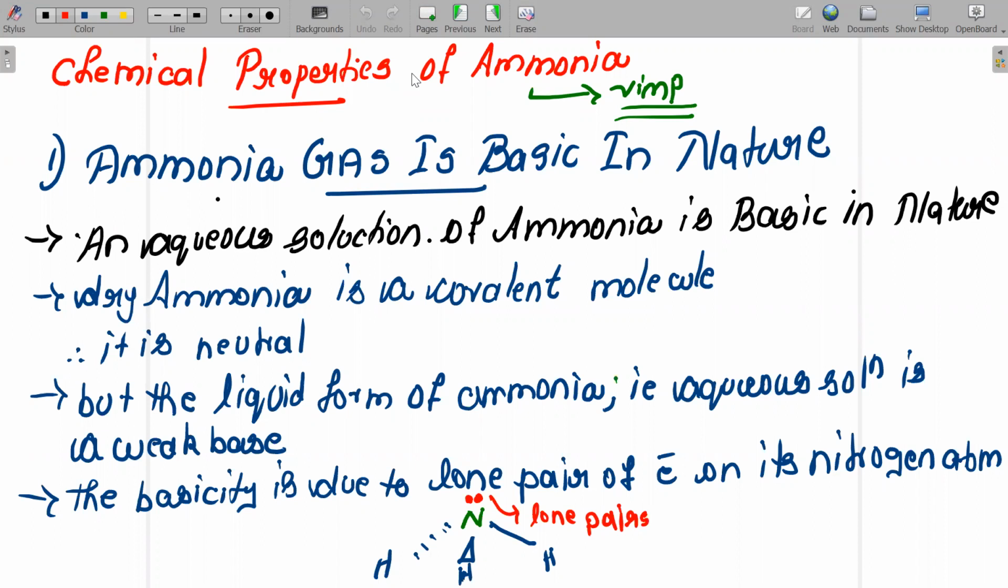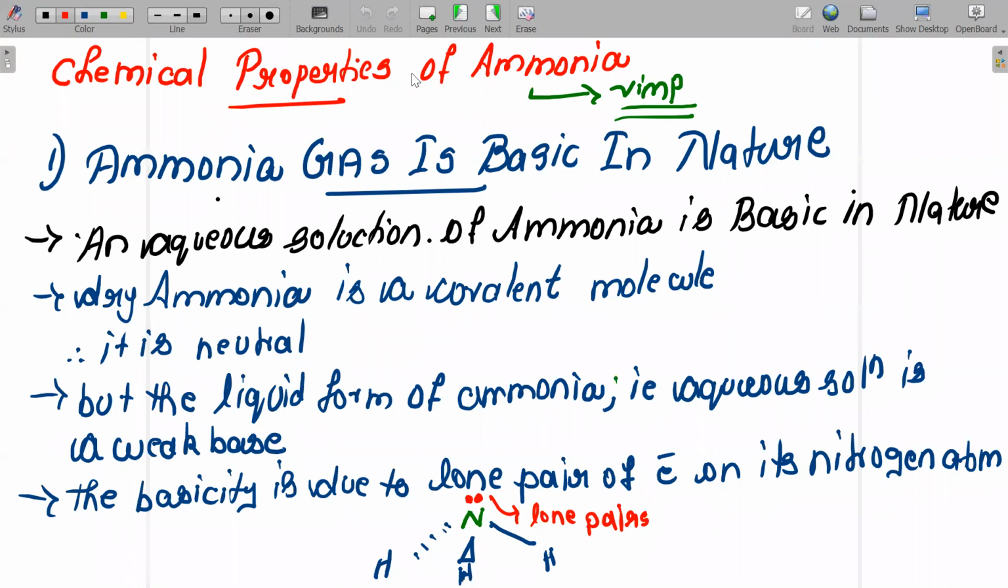But when you consider the liquid form of ammonia, that is nothing but aqueous ammonia or aqueous solution of ammonia, they are weak bases. Understood? Basicity is there in case of aqueous solution. So we can say that aqueous solution of ammonia is basic in nature. Understood? Any doubts? Once again, I repeat, we are talking about the basic nature of ammonia. The reason for the basic nature of ammonia is nothing but the lone pair of electrons. Nitrogen has a lone pair of electrons. This lone pair of electrons is the reason behind the basicity of ammonia.